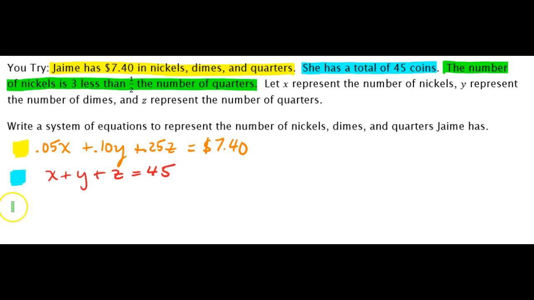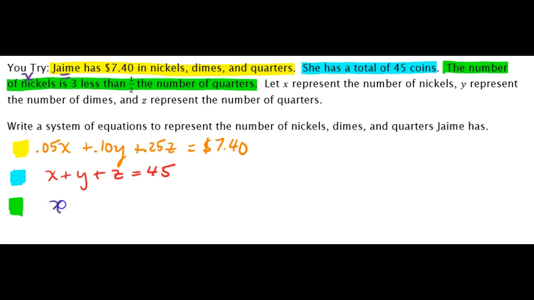Now this third sentence is where things get a little bit tricky. It says the number of nickels is 3 less than 1/2 the number of quarters. So I'm going to go through and put in the variables that are represented here. So it says the number of nickels, and I know that the number of nickels is X. Is always means equals. And then I have this less than thing again. Remember that less than is going to switch the order. So even though it says 3 less than, I know that my equation is going to be something minus 3.